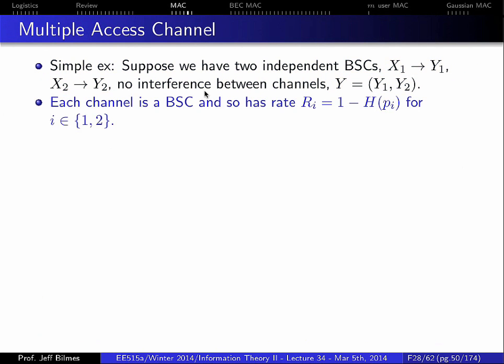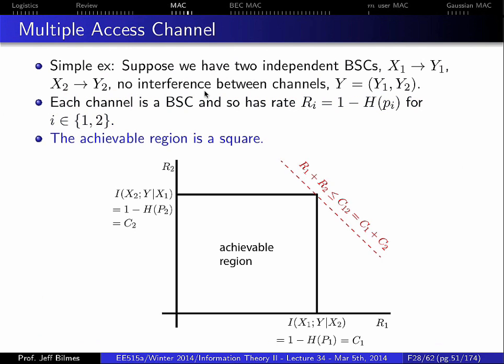And so each BSC then has a rate, and we know what the rates are. These are binary channels, and so the rates are equal to 1 minus the entropy of the corresponding source distribution, right? 1 minus pi. And so what's achievable in this particular case is this square.